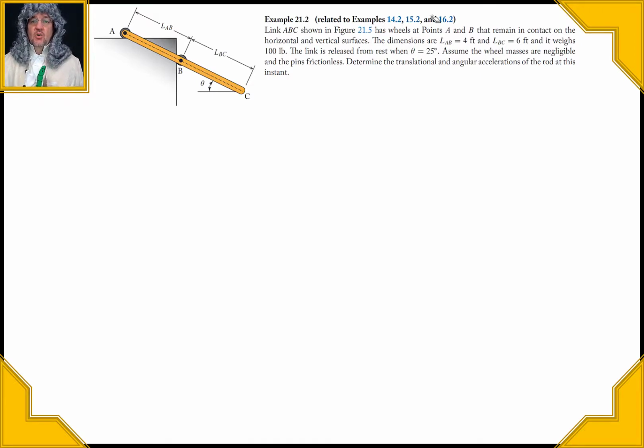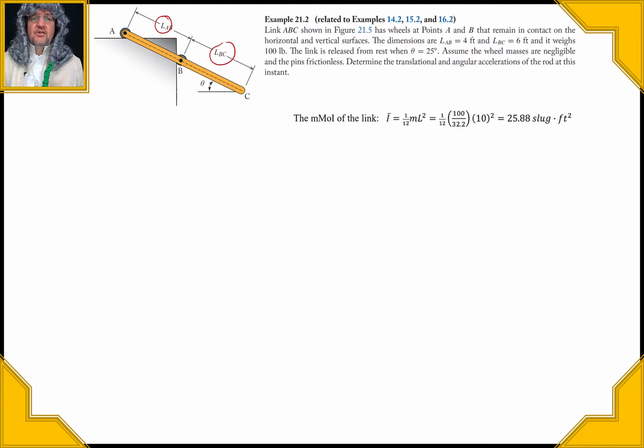We have 4 feet and 6 feet. Those are the lengths of these pieces. That's what we're given. We know that the thing weighs 100 pounds. At this instant, it's at 25 degrees right here. And we assume the mass of the wheels is negligible and the pins are frictionless. Those are all important. We want to determine the translational and angular accelerations of the rod at this instant. I think we could say that they're starting from rest as well. I think we need to know that.